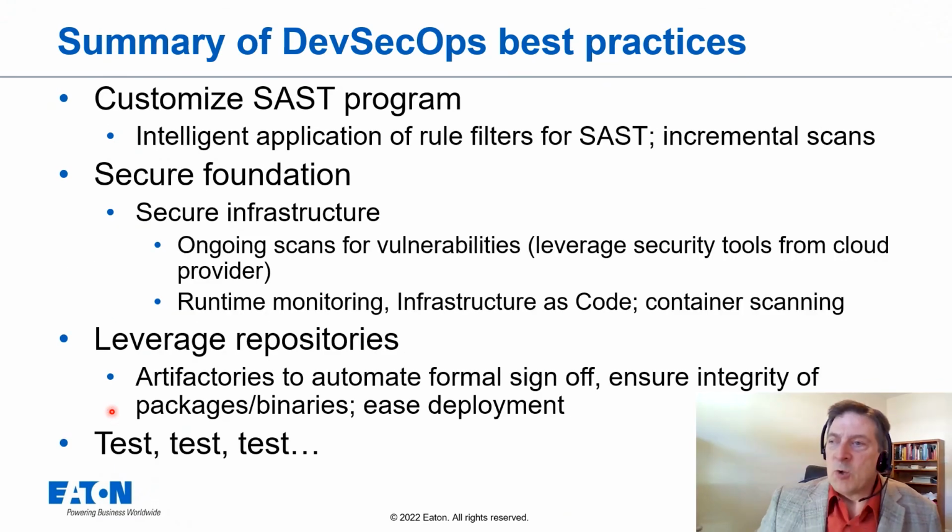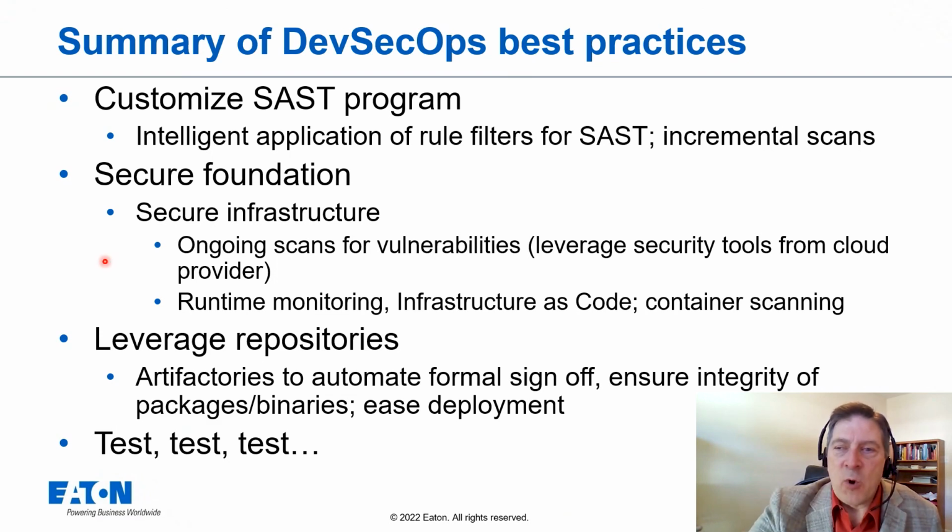You want to customize your SAST program. As you're doing these SAST scans, leverage incremental scans so you're not doing a complete scan of the code, to get that frequent and fast feedback. Make sure that the filters you're applying are the right filters for your organization. Certain rule sets may apply better to your particular type of architecture, your type of software, etc. Make sure you're using those filters intelligently and applying the right filters.